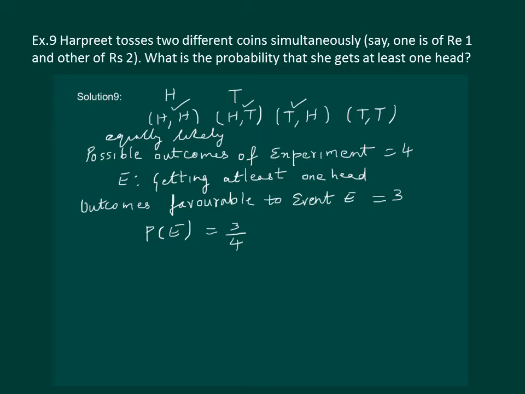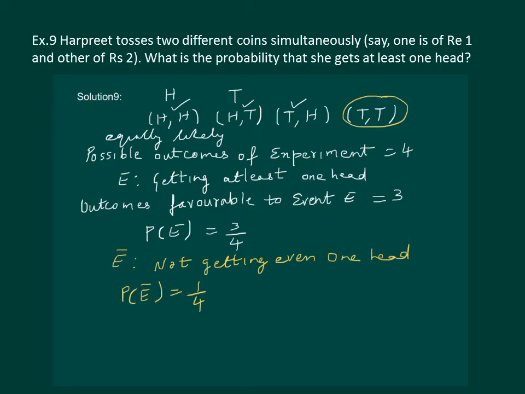Let us proceed one step further for our knowledge. How can we define E dash now, which should be not E? That means not getting a head, not getting even one head. Then the possible outcome favorable to our event E dash or E bar will be only 1. So probability of E bar will be 1 by 4.